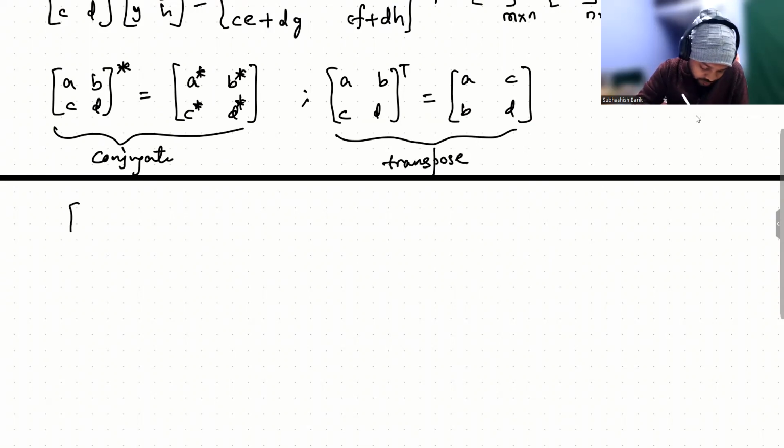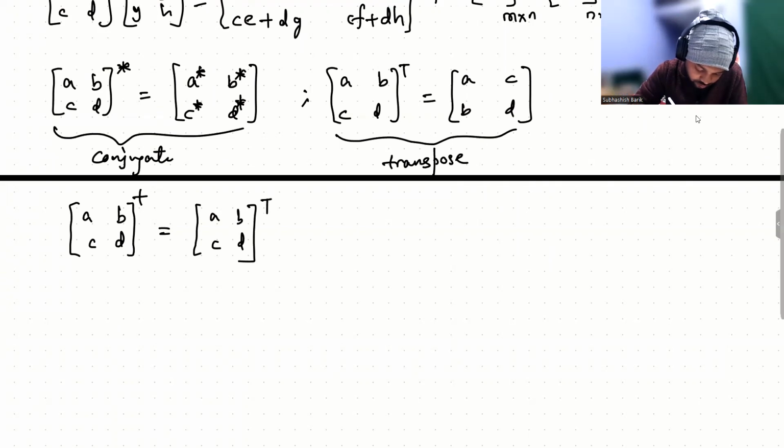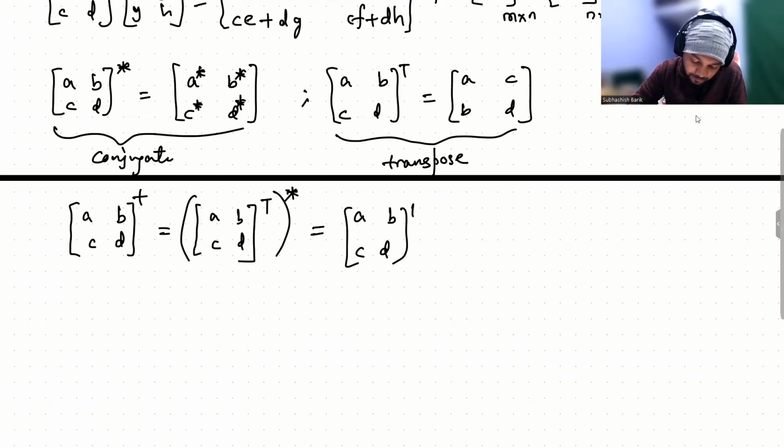Now we define something called the dagger of a matrix. It is very much used in quantum computing. When you say dagger, it is actually the transpose and then the complex conjugate. So for an ABCD matrix, you take the transpose and then the complex conjugate, which is the same as doing it the other way: first taking the conjugate and then taking the transpose.